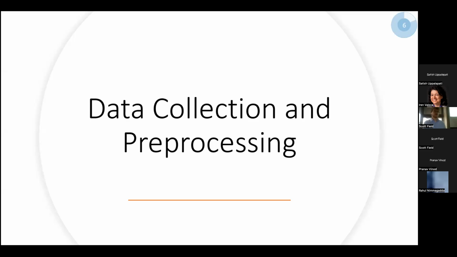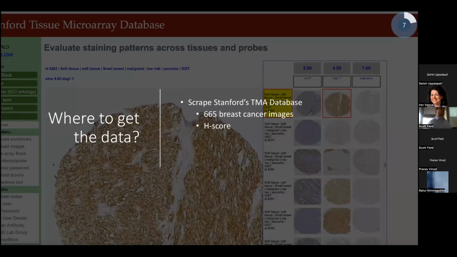So first, the fun part, the data collection and pre-processing. So where would we get this data? Well, luckily for us, Stanford's tissue microarray database, or the TMA database, contains thousands of images, and in those images, there are many different types of cancer. Specifically for us, we're looking at breast cancer. So we scraped 665 breast cancer images and their corresponding H scores to use in this process.